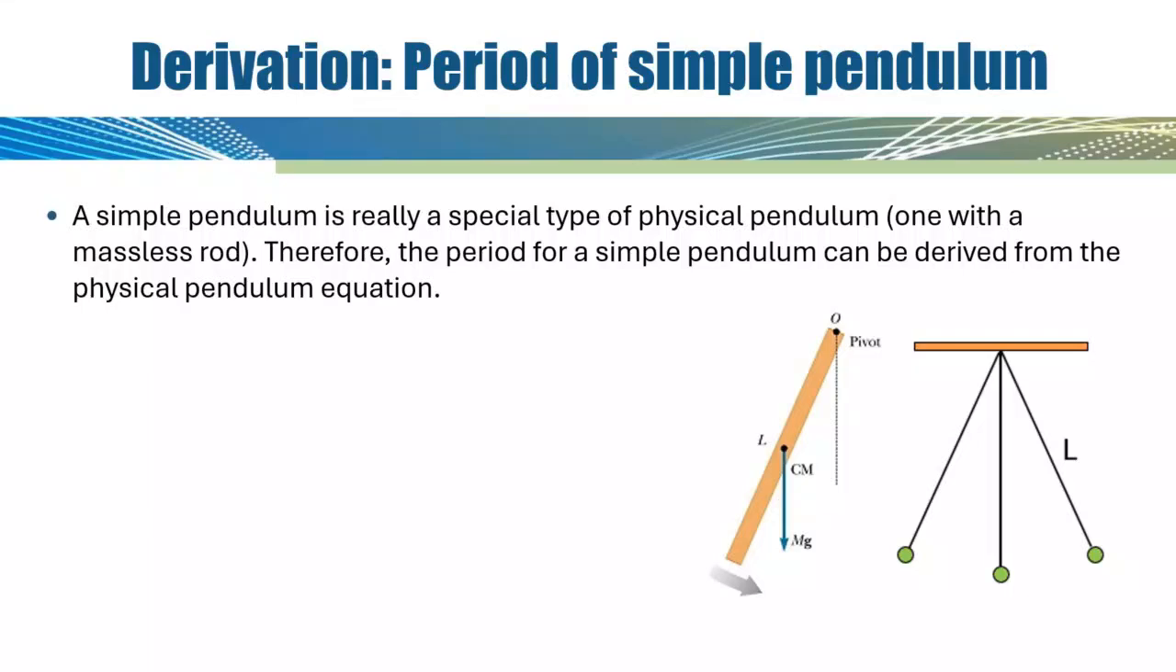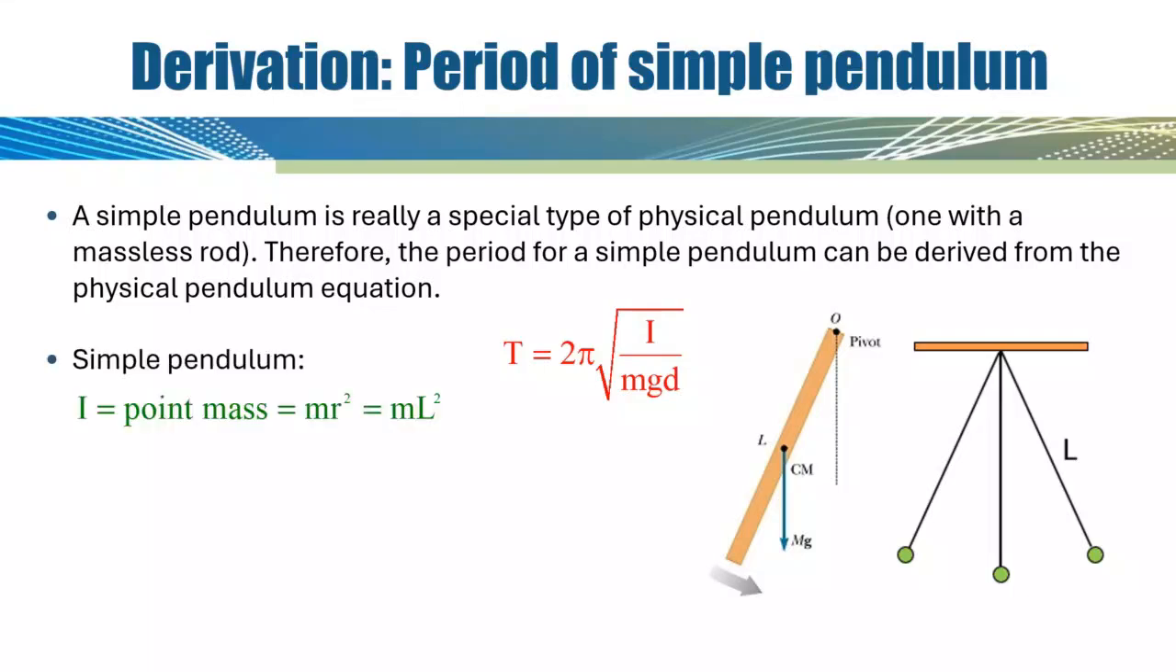A simple pendulum is really a special type of physical pendulum, one that has a massless rod. Therefore, the period of a simple pendulum can be derived from the physical pendulum equation. Let's look at that. When you have a simple pendulum, we have a point mass on a massless string. So the rotational inertia for a point mass is mr squared. But the r is the distance to the pivot point. So in this picture, I could call that ml squared.